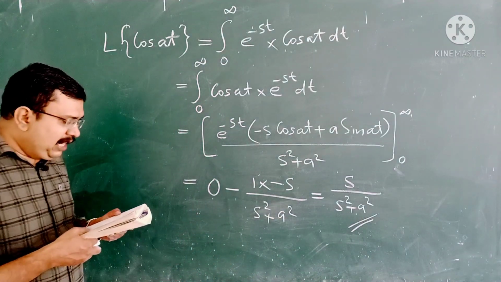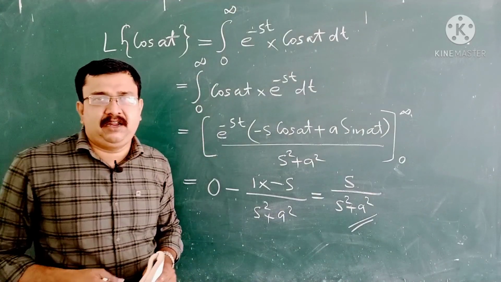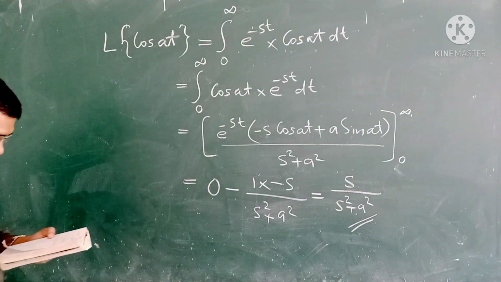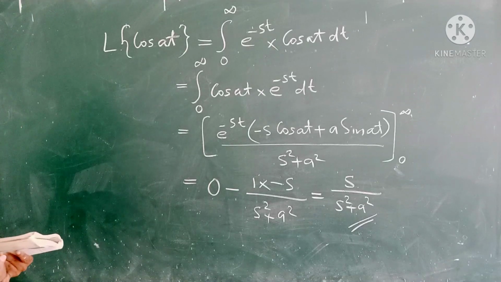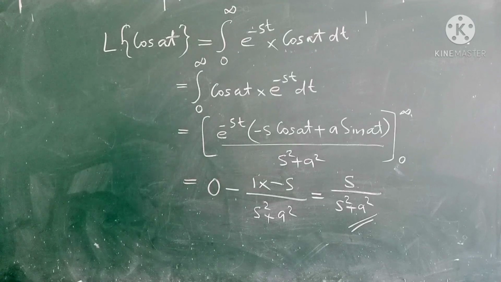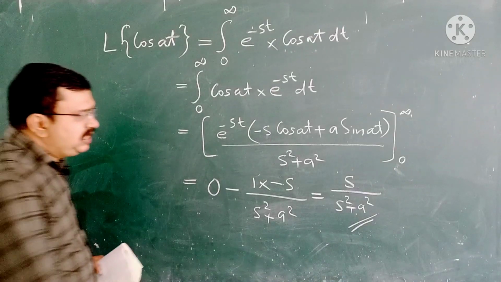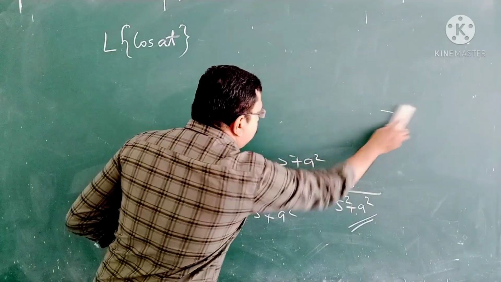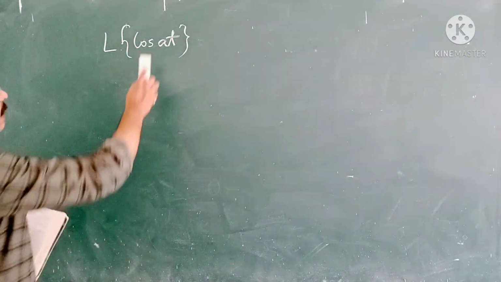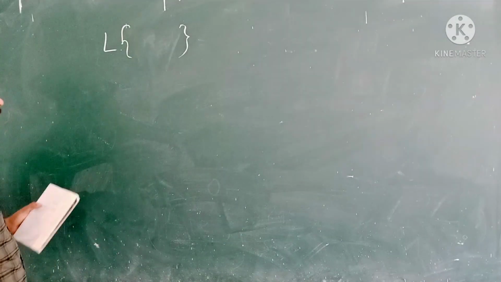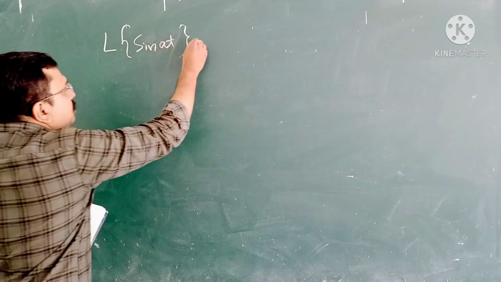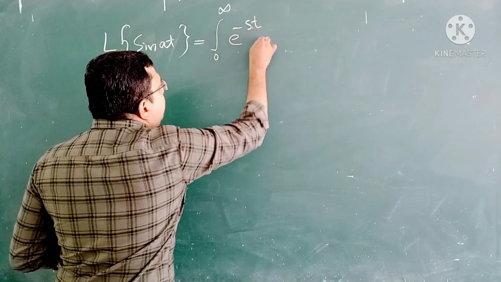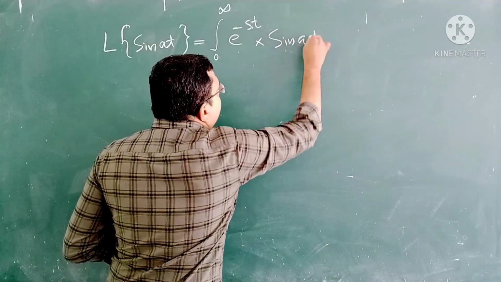Similarly, we can find L of sin at. First, you may write this one: L of cos at is s by s square plus a square. Second, find the Laplace transform for sin at, which is equal to the integral from 0 to infinity of e raised to minus st into sin at dt.